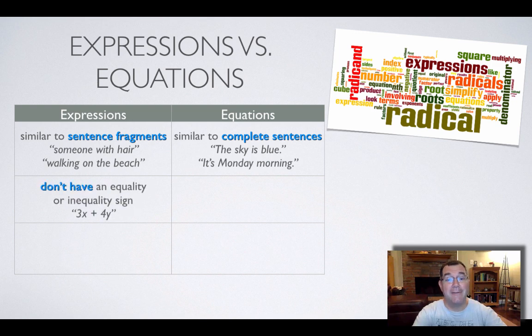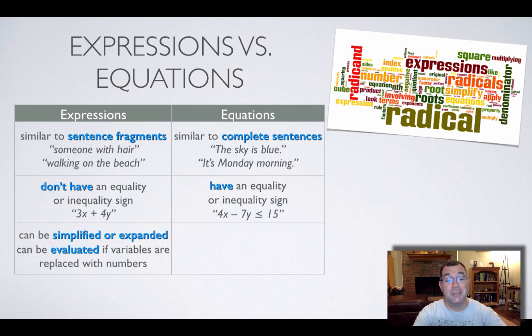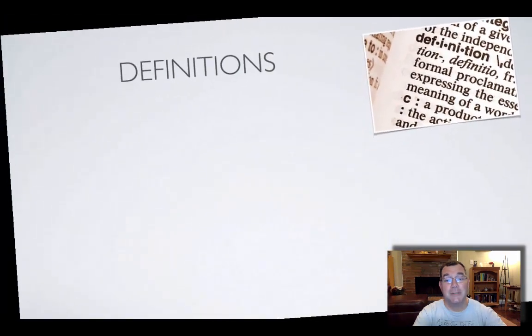Expressions cannot have an equality or an inequality sign. They just have pluses, minuses, times, divide, exponents, parentheses, all of your basic operations, but no equality or inequality sign, whereas equations do have an equality sign. Inequalities would have an inequality sign like less than or greater than. Expressions can be simplified, expanded, and evaluated, and equations can be solved and can be true or false for different values. So that's the difference between expressions and equations.